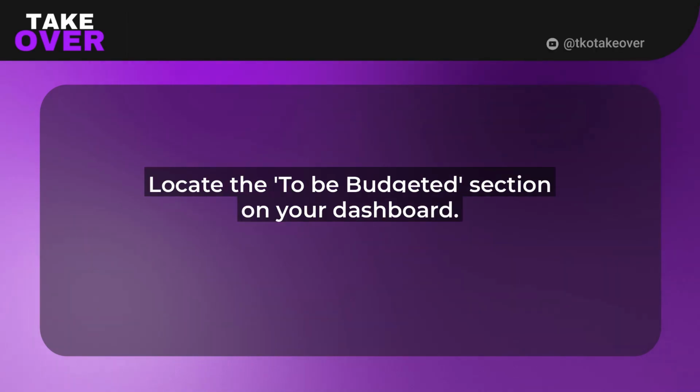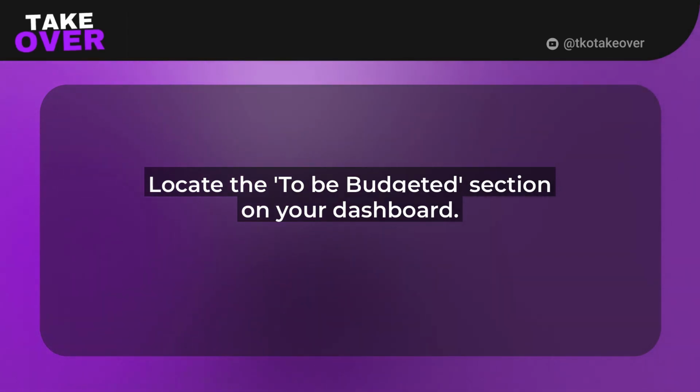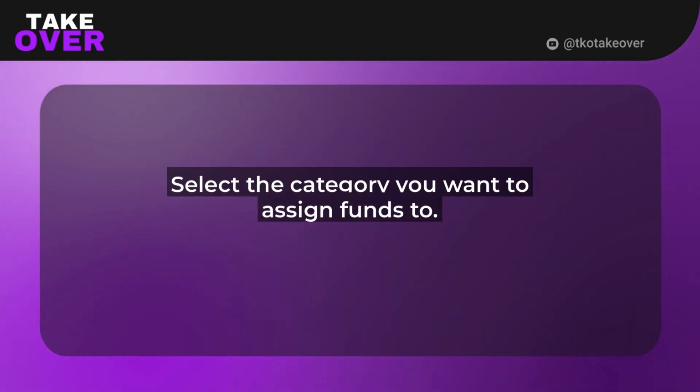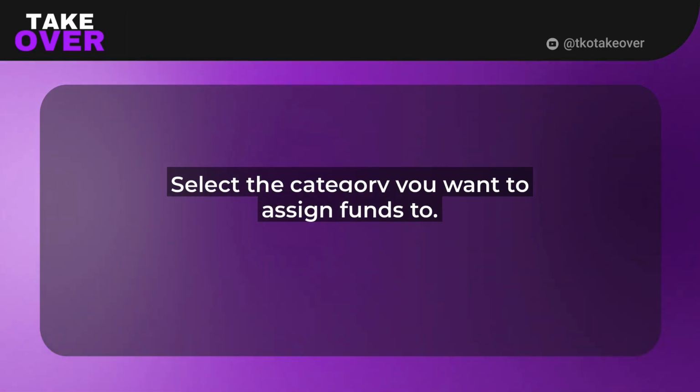You'll see your budget dashboard, which is like your financial command center. At the top, look for the To Be Budgeted section. This shows how much money you have available to assign. Next, scroll through your categories. These could be things like groceries, rent, or entertainment. Tap or click on the category you want to fund. YNAB will display how much is already budgeted and how much more you can add based on your available funds.